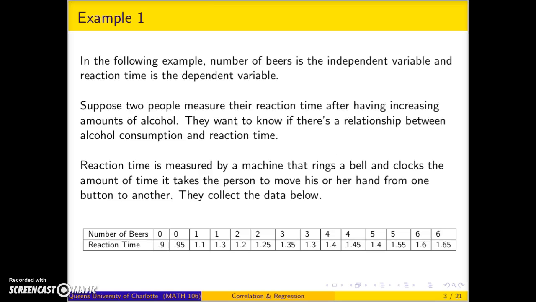So in this example, we're looking at reaction times for the number of beers the person had. For 0 beers, the first person who has drank 0 beers has a reaction time of 9/10 of a second. And then the other person that drank 0 beers has a reaction time of 0.95 of a second. And then so on until 6 beers. Reaction time was measured by a machine that rings a bell that clocks the time a person moves their hand from one button to another.